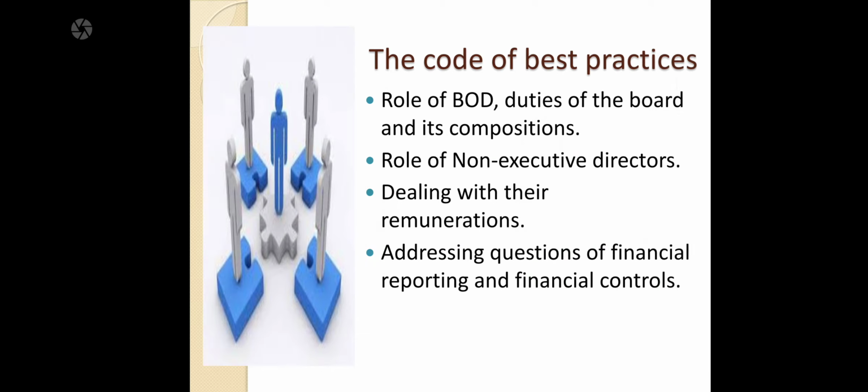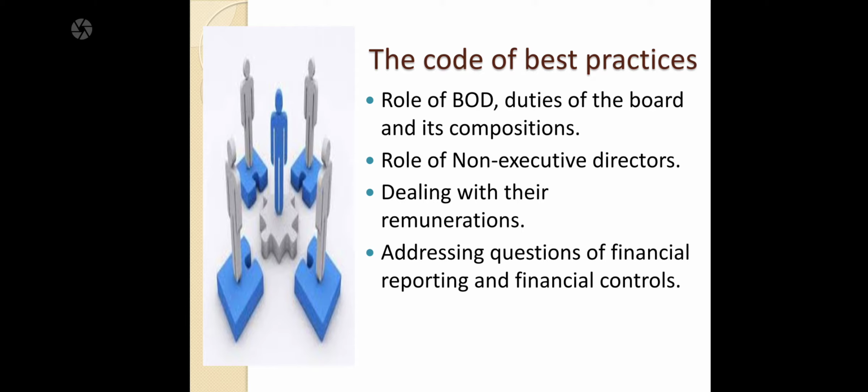This committee focused on the code of best practice. If you want to follow a good governance system in your organization, the code of best practice is what decides it. So what are the codes of best practice they decided? Number one, the role of the board of directors, their duties and their composition, how we compose various boards. Number two, the role of non-executive directors. Number three, dealing with their remuneration. And number four, addressing questions of financial reporting and financial controls.